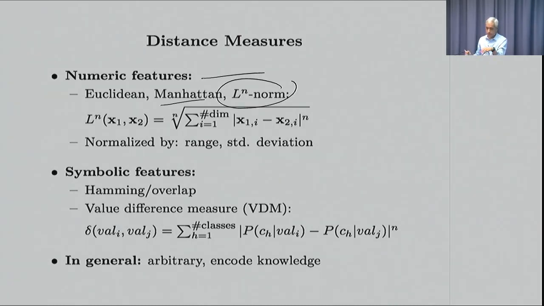Which is just a more general distance measure that has Euclidean as the special case for n equal to 2 and Manhattan as the special case for n equal to 1, which is you raise the distance in each dimension to a power n, and then in the end you take the nth root.